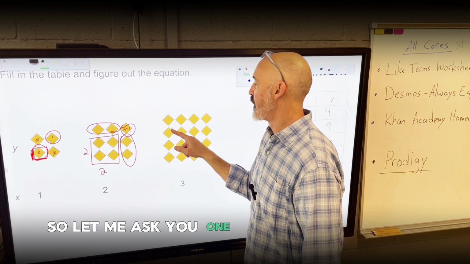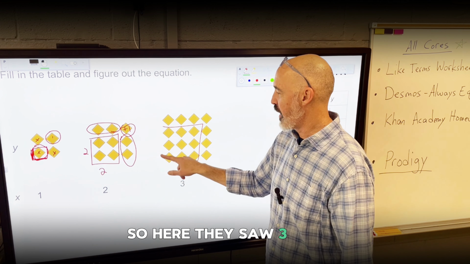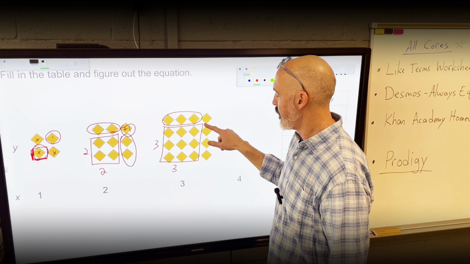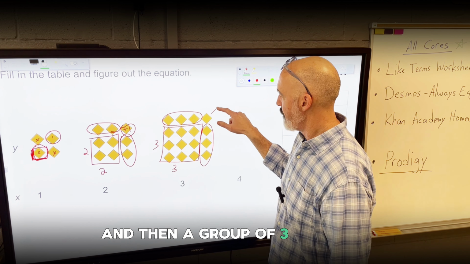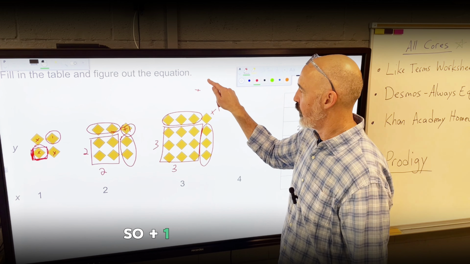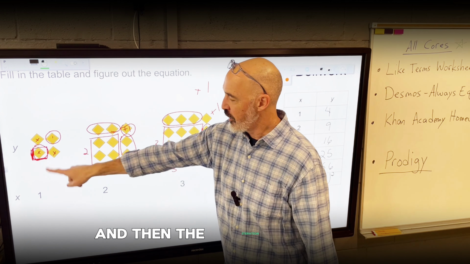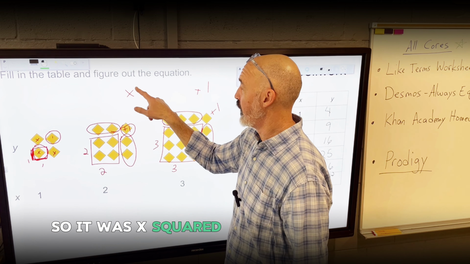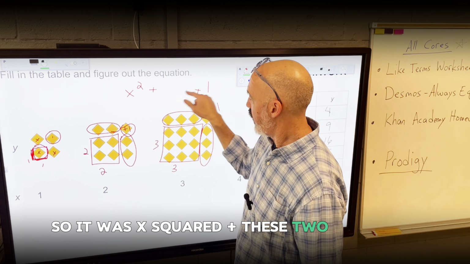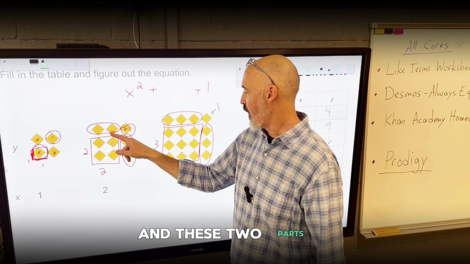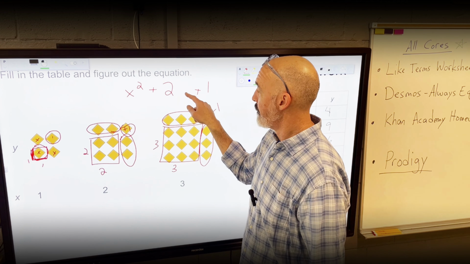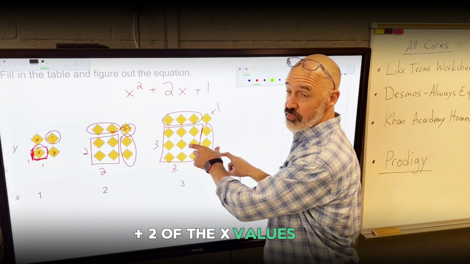So let's do one more time, then I'll explain it. So here they saw 3 by 3, and then a group of 3, and then a group of 3, and plus 1. So plus 1 was the constant. And then the iteration number was being squared to make the square. So it was x squared plus these two parts plus 1. Now these two parts you can see are the iteration number. So it's x squared plus 2 of the x values plus 1.